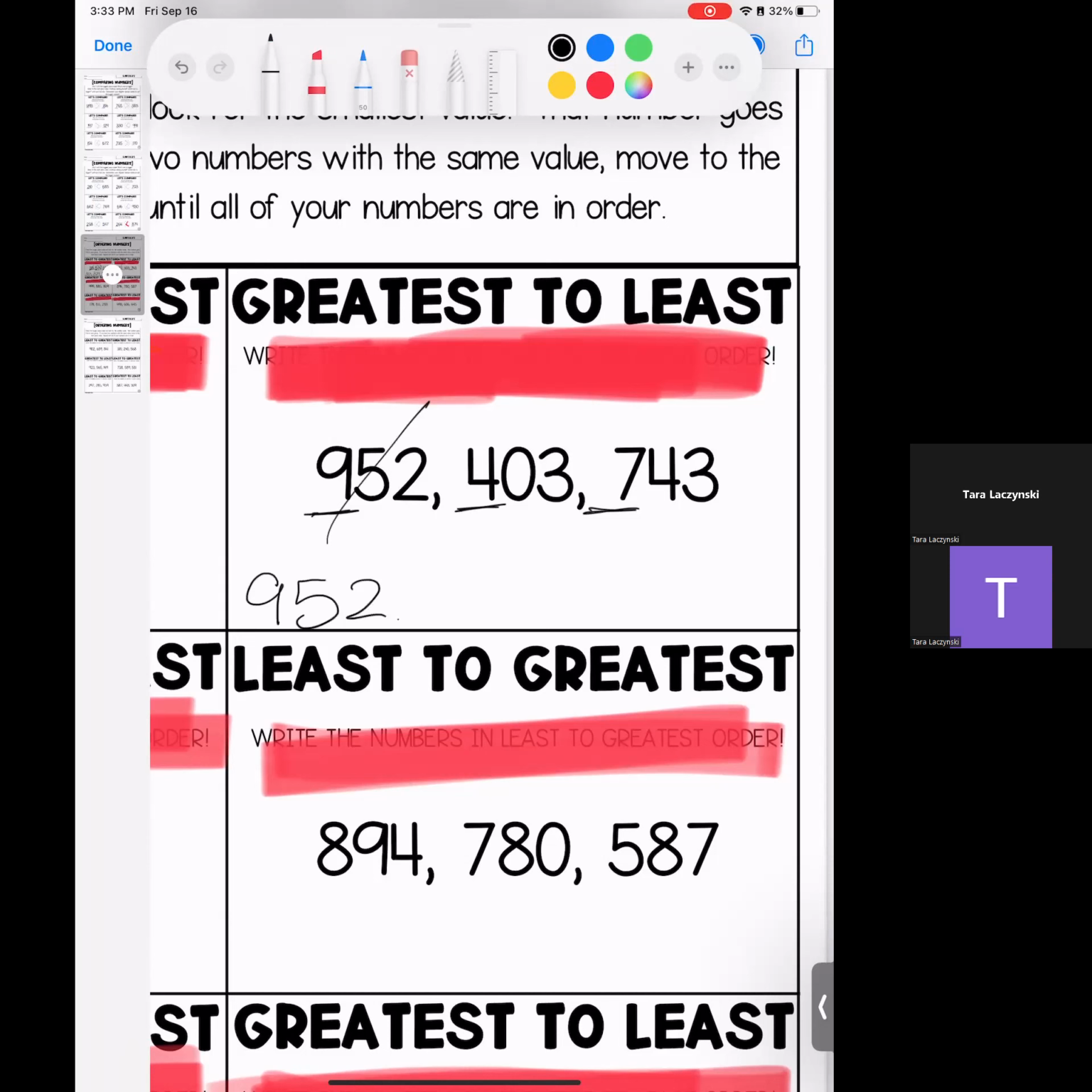952 would be the greatest. 743 would be the middle value. And 403 would be the smallest. So 952, 743, 403.